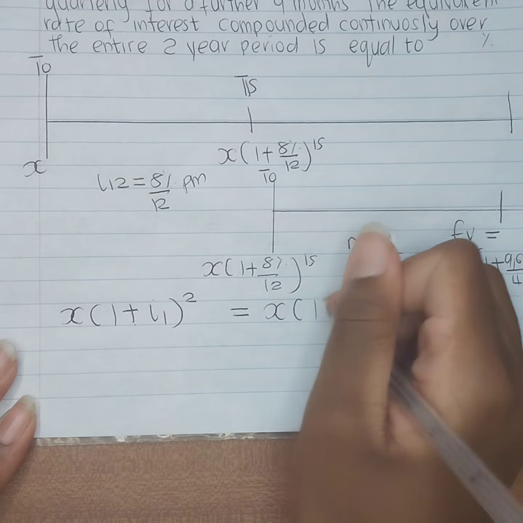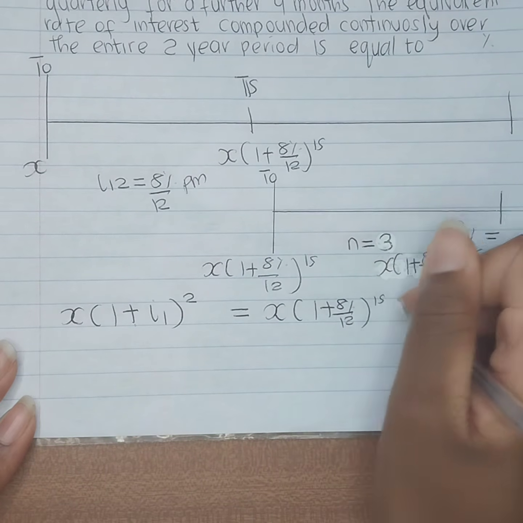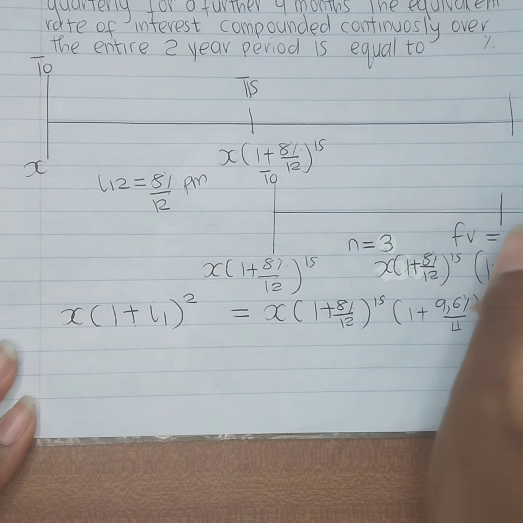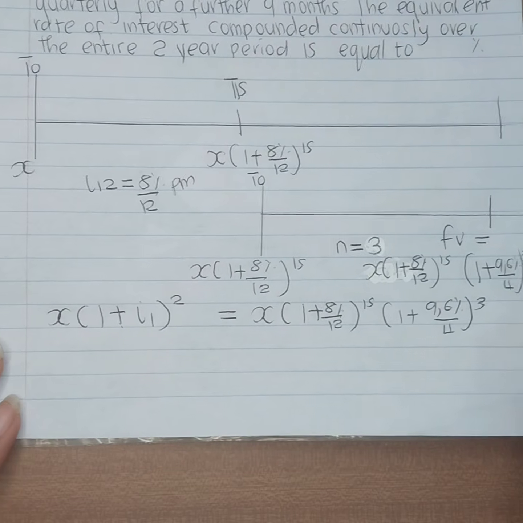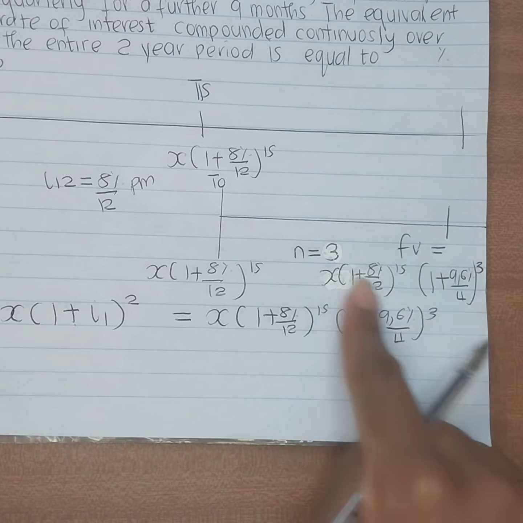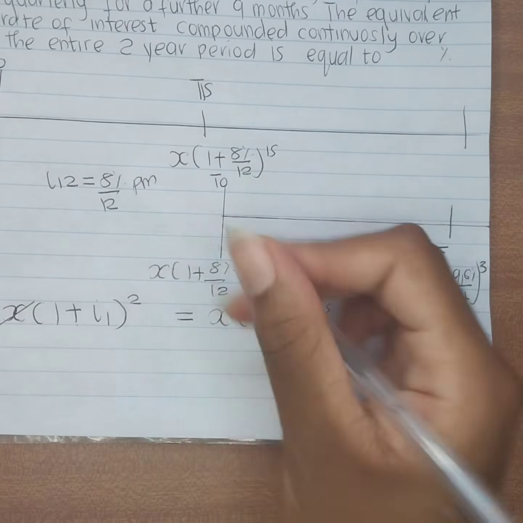So I write that plus 8% over 12 to the power of 15 times 1 plus 9.6% over 4 to the power of 3. So if I compound this X for 2 years, it will give me this amount, right? Cool. So if you check, the X's cancel.